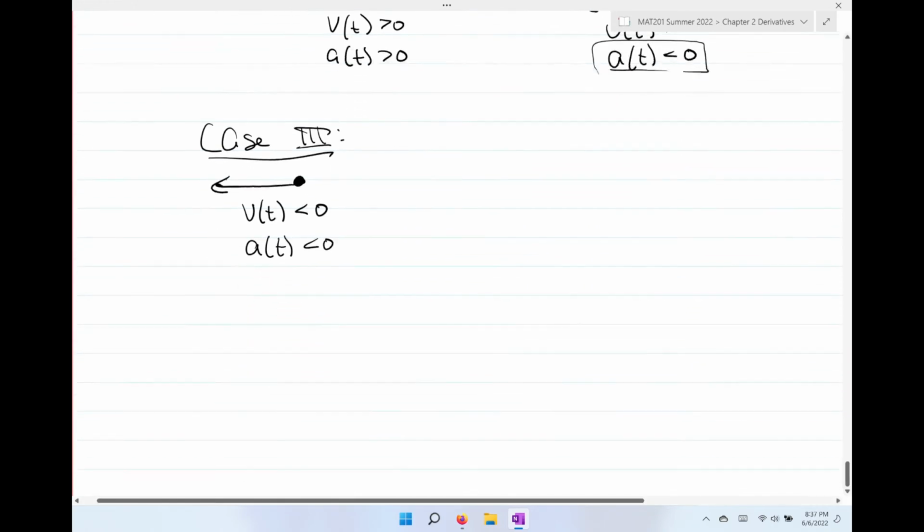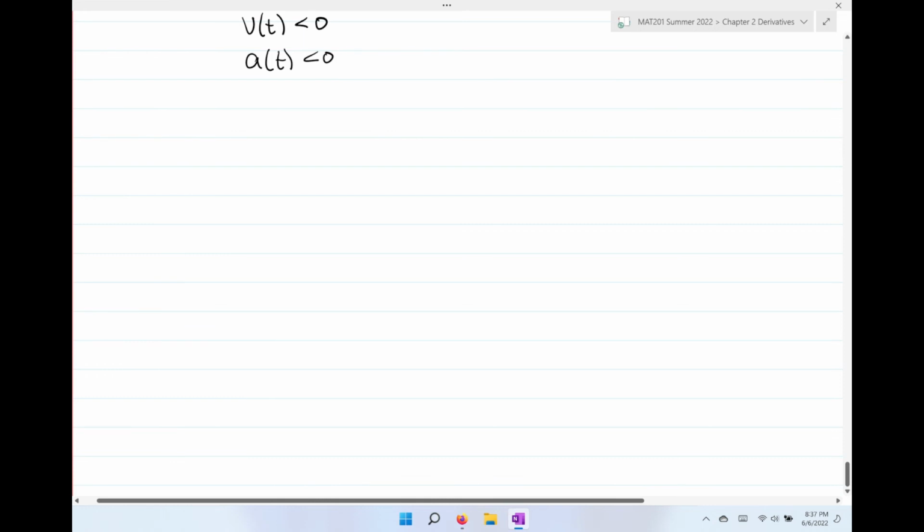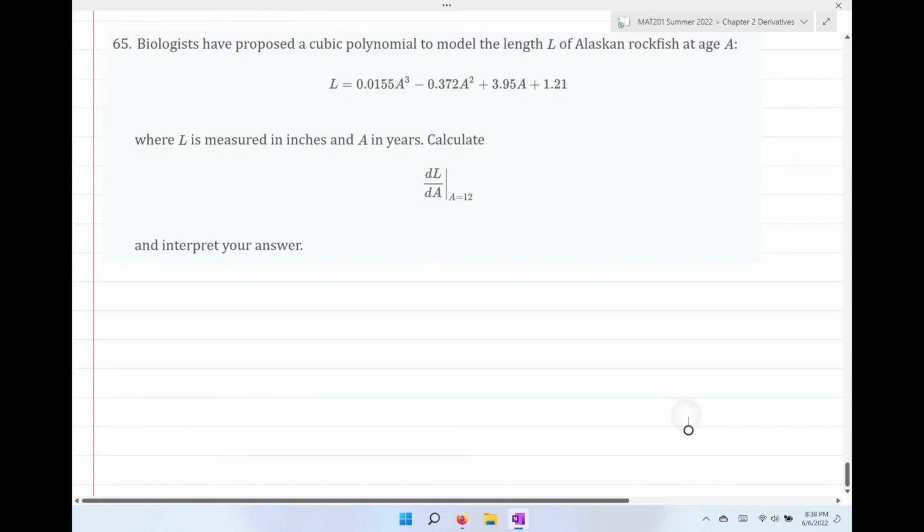Now, the last example I'm going to do deals with a biology question. So let me steal that out of your book. In this question, biologists have proposed a cubic polynomial to model the length of Alaskan rockfish at age A. So at any age A, L, which stands for length, equals 0.0155 A to the third minus, you can read that, where L is measured in inches and A in years.